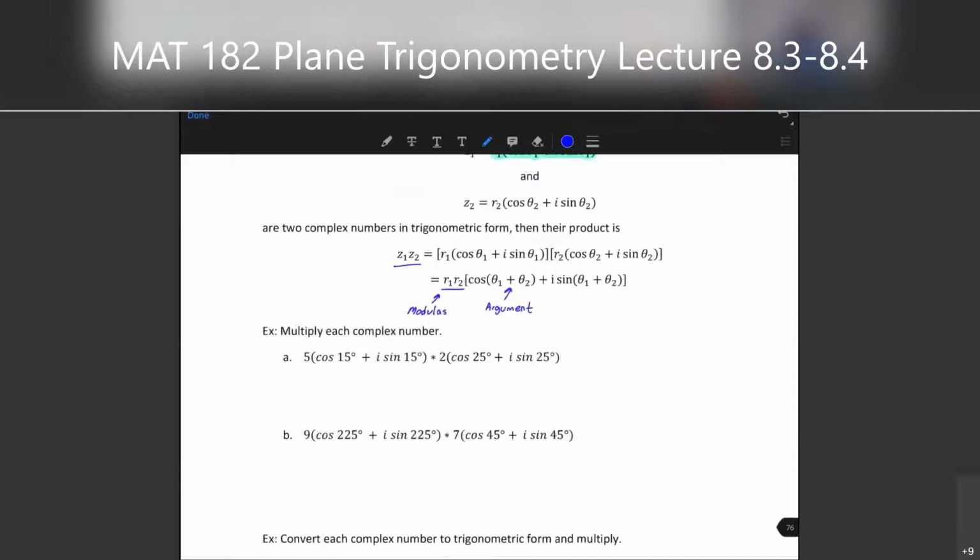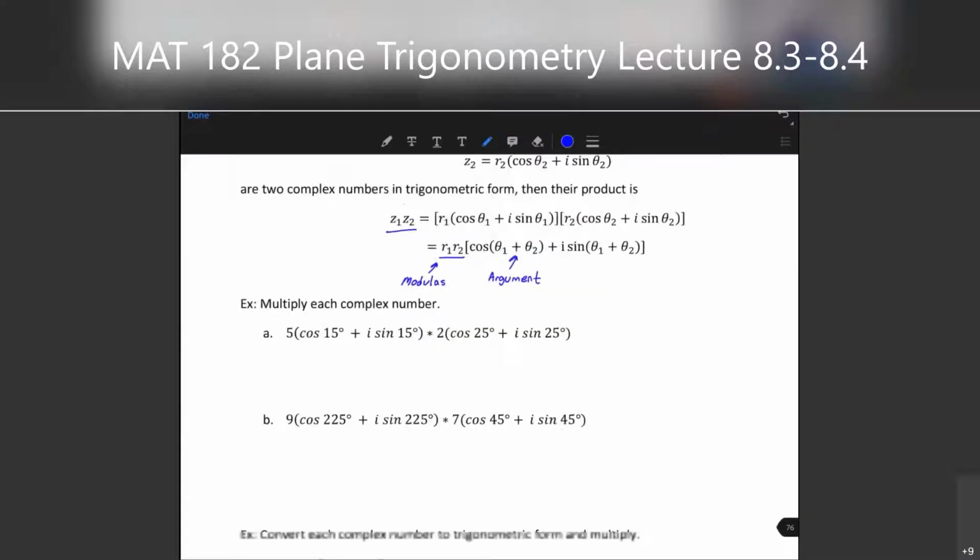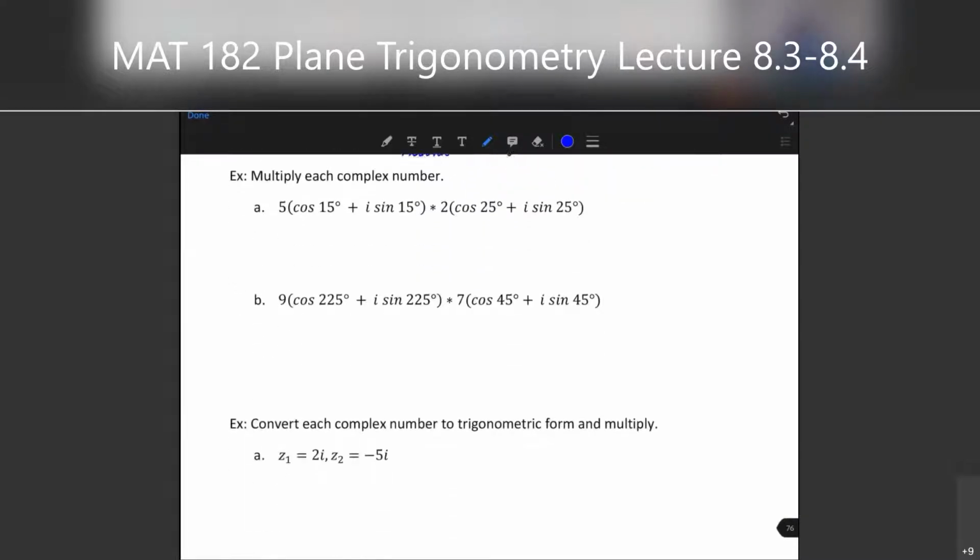So let's take a look at a couple examples and walk them through in terms of their multiplication. So we have two complex numbers. If I were to multiply these two complex numbers together, what would be my new modulus? If we're looking at A. Right, so we're going to take the product of 5 and 2. You're right, that would be giving us 10. So that would give us a 10 for the modulus.